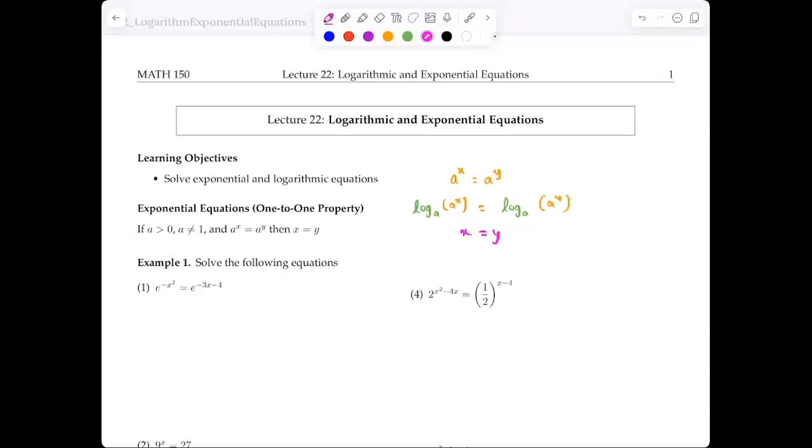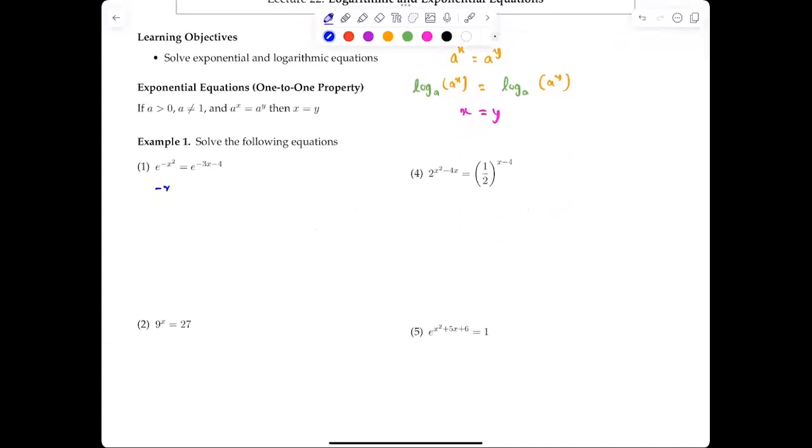But after a while, when you're doing the problems, you get familiar with the procedure, and you may just skip all the steps and go directly from a to the x equal to a to the y, to x equal to y. You with me on that? So with that in mind, let's start with example 1. The first equation is e to the negative x squared equal to e to the negative 3x minus 4. As you can see, the bases are the same, so you just set the exponents equal to one another. Hopefully that's straightforward enough.